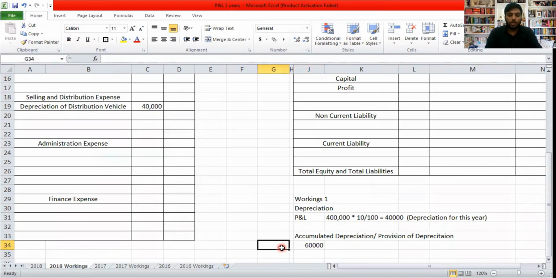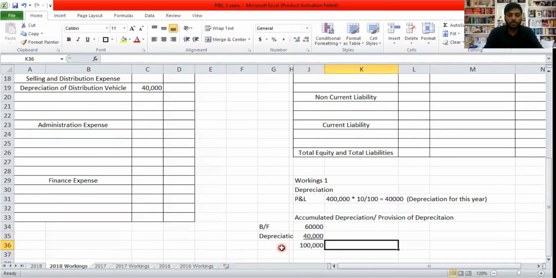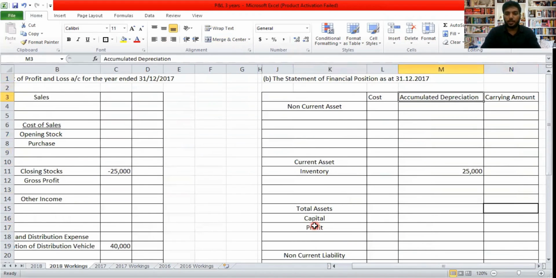So this amount was brought forward, and to this amount you're going to add this year's depreciation. This year's depreciation we got 40,000. So I'm going to add 40,000 along with the brought forward provision for depreciation. You will get total depreciation as 100,000. This is the amount I'm going to send to the financial position, or we can say the balance sheet. So I will take 100,000 as accumulated depreciation under the balance sheet. So this 100,000 will be transferred to the balance sheet. We will take it under accumulated depreciation.